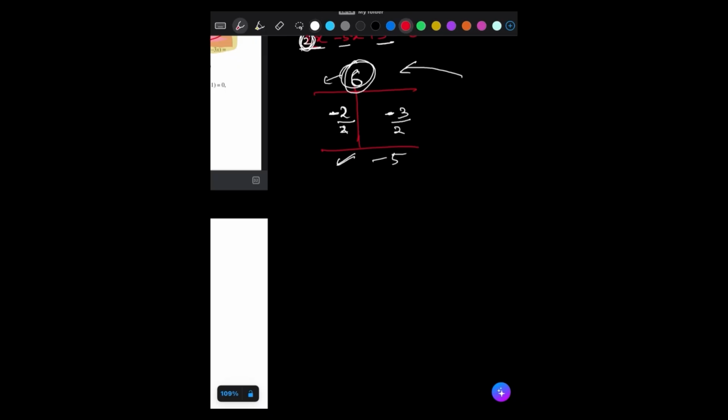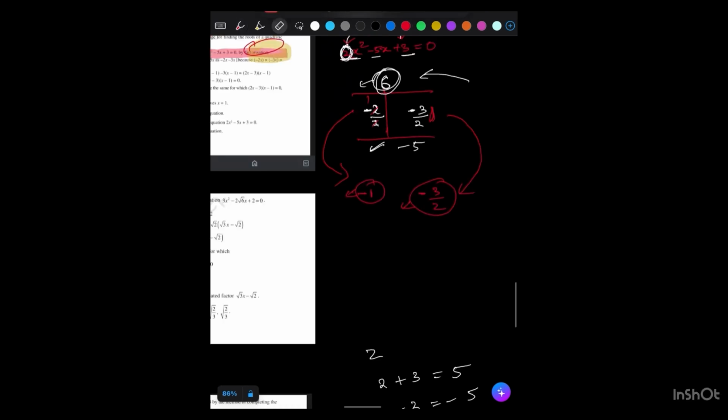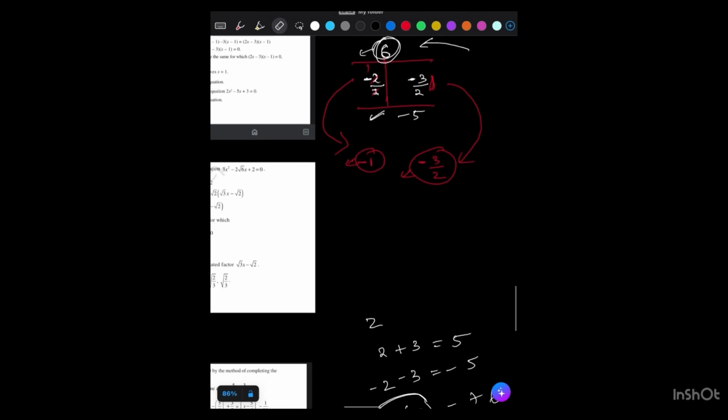So if you divide, what will you get? 2 by 2 is 1. Here we can't divide it. Now what we got? -1, right? Here we got -1. From here we got -3/2. We got the roots. So yeah, we got -1 and we got -3/2, right?